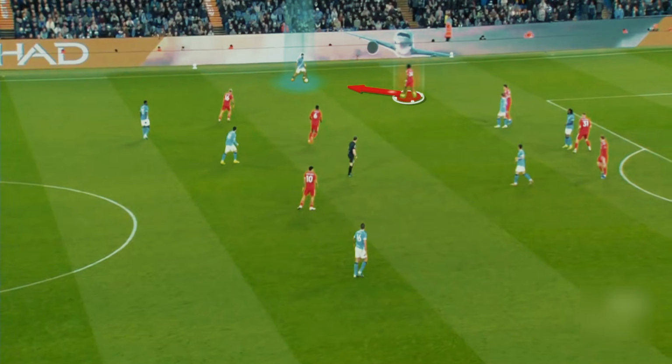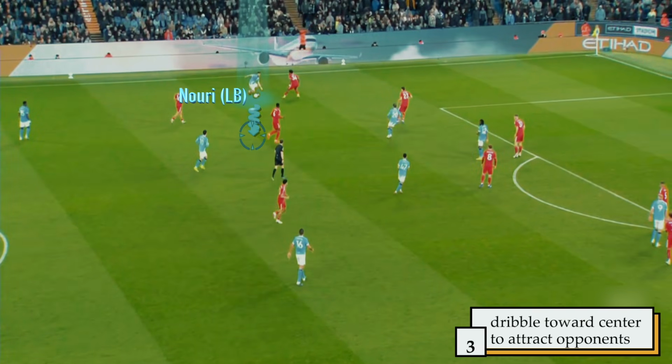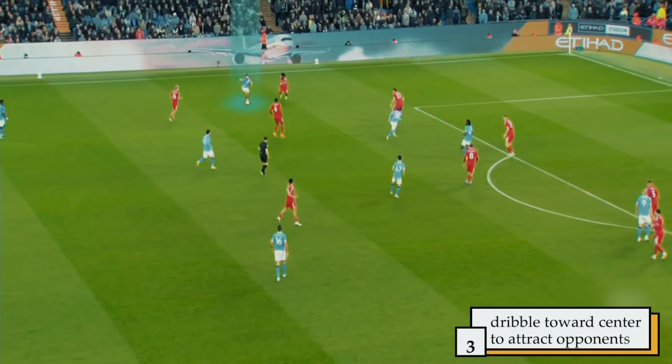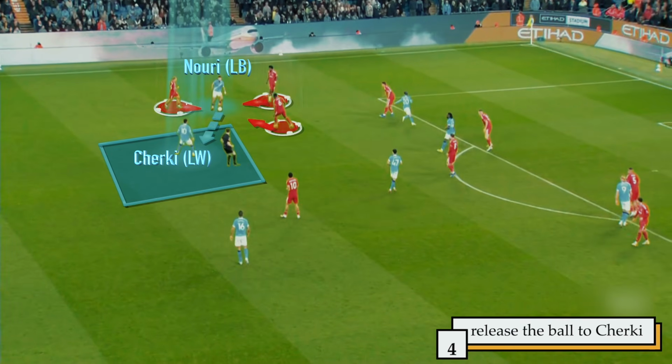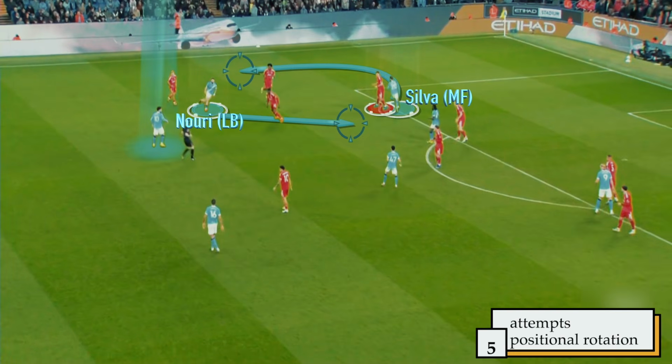This time, Ait Nouri in possession dribbles slightly toward the center, deliberately attracting the defenders. As planned, Ait Nouri draws three defenders toward him before releasing the ball to Cherki on the right. Immediately after the pass, Ait Nouri attempts a positional rotation with Silva, who had been positioned higher up the pitch, in order to disrupt the defensive structure. Although the defenders do not fully step out as intended, the movement successfully distracts their attention.